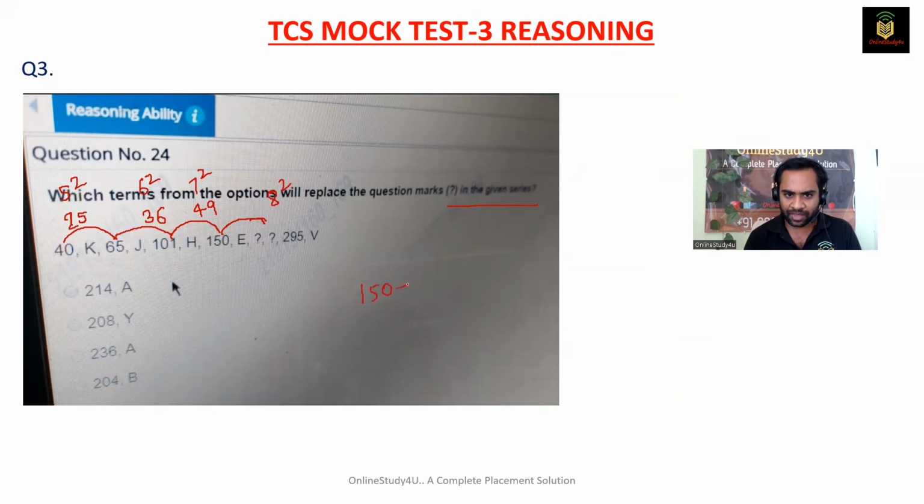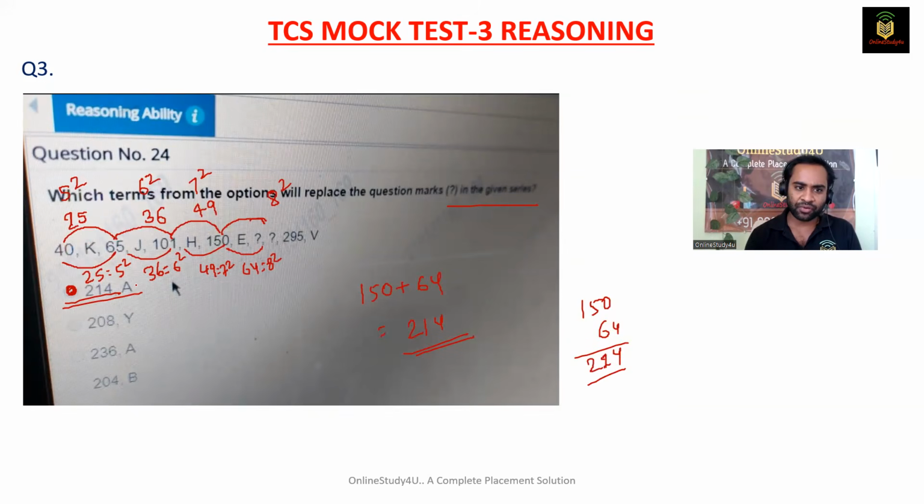So 150 plus 8 square, which is 64, will be 214. There is only one such option, right? See, I will tell you. The first difference we took is 25, which is nothing but 5 square. I'm repeating it: the second difference is 36, which is nothing but 6 square. The third difference is 49, which is nothing but 7 square. So the next difference will definitely be 64, that is 8 square. So 150 plus 64 will be what?